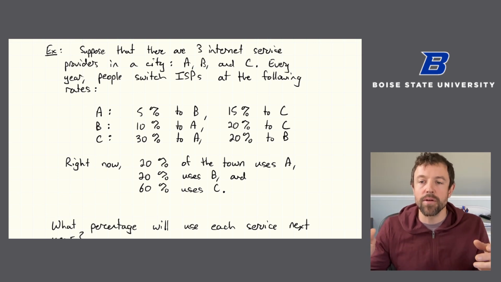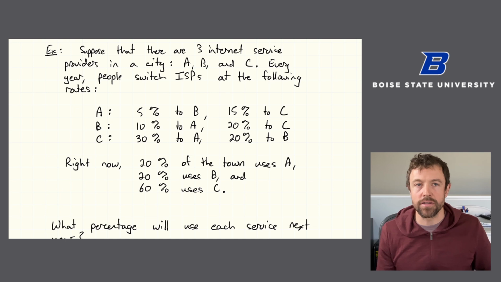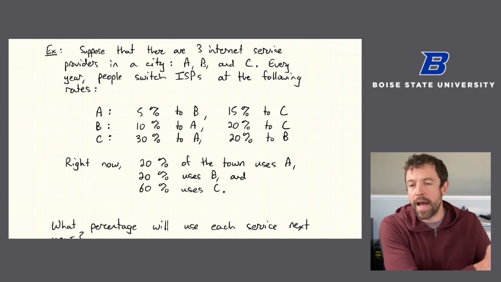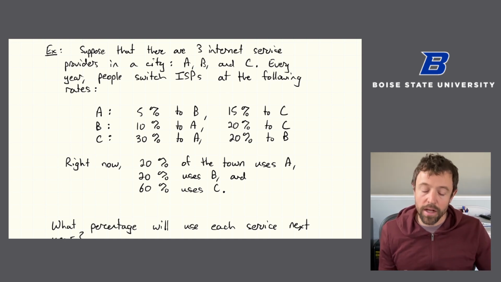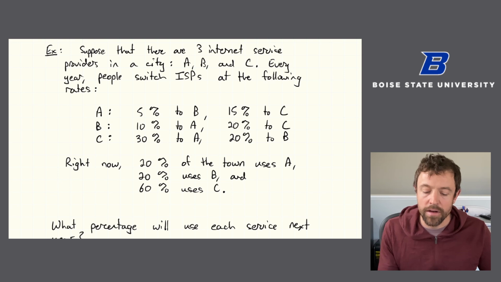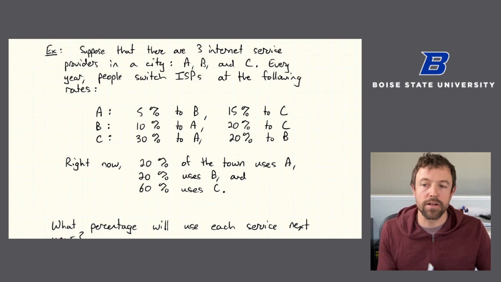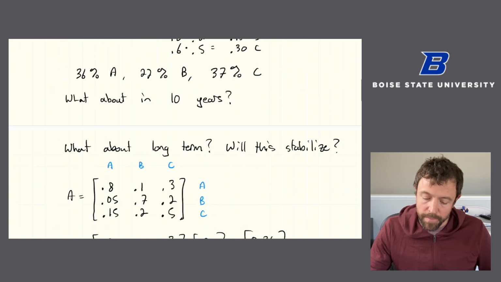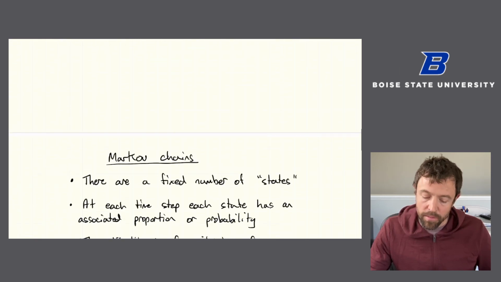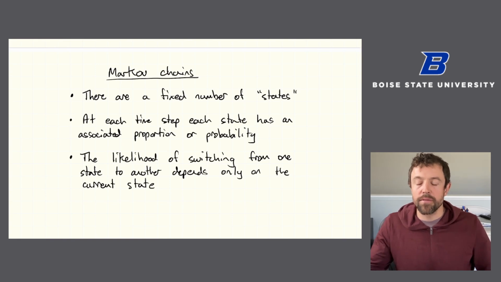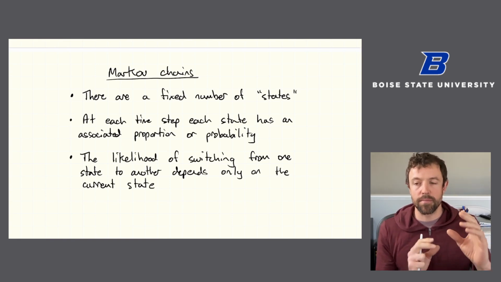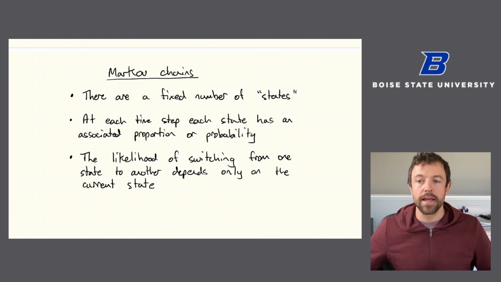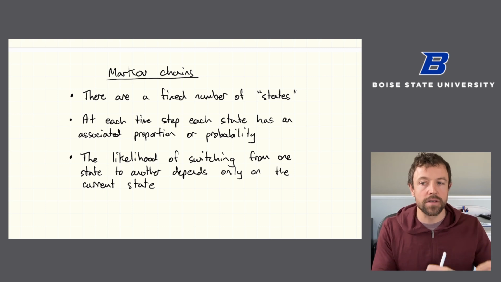I think that in the real world, if you were switching around between different providers, you would probably think back to past your current one. But for lots of problems, it's realistic to model where it's somewhat memoryless. That is, your current state is all that determines your next state. So that's what's important here. That's the sort of problem that we'll be able to solve. Fixed number of states. At each time step, there's a probability that you're in each state, and your likelihood of switching at the next time step only depends on your current state.